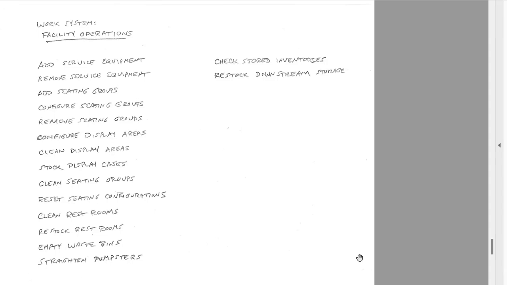I need to stock my display areas. I need to be able to clean up my seats and seating areas and reset them if customers move the chairs around. I need to be able to clean and restock my restrooms and empty and straighten my waste bins and dumpsters. And then I need to constantly check my stored inventories at all those locations and then restock the downstream storage if things need to be moved out.